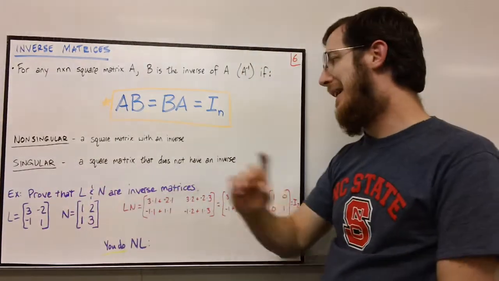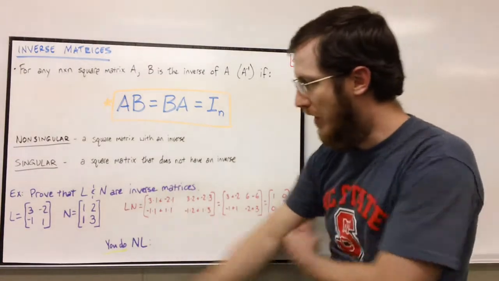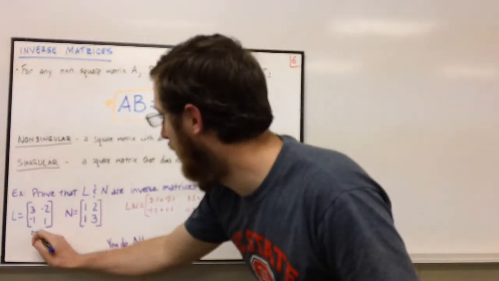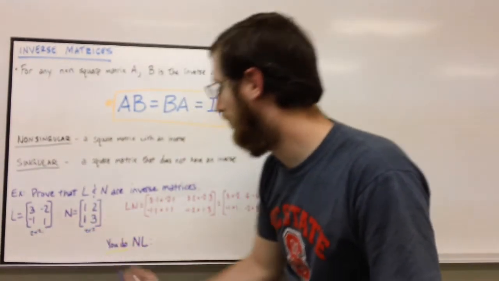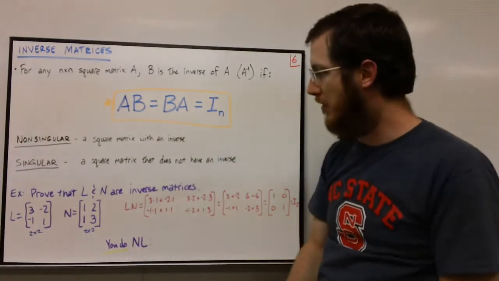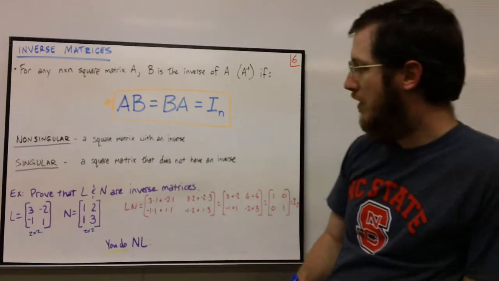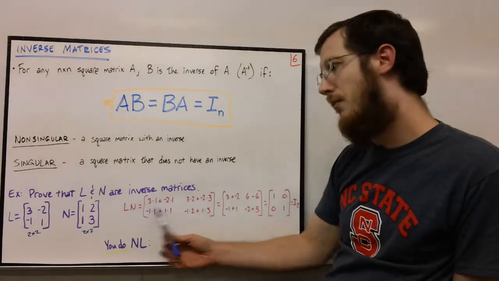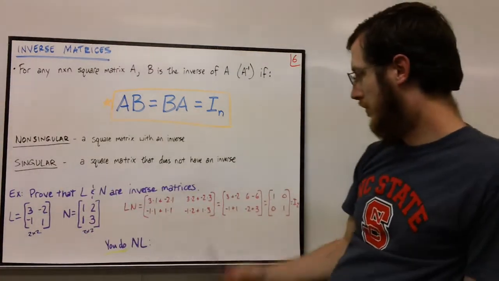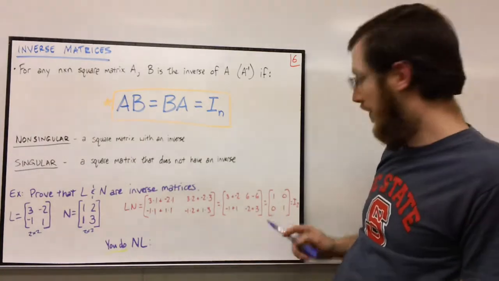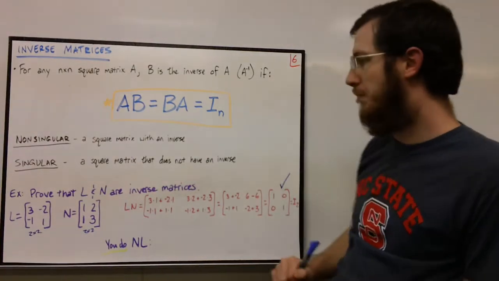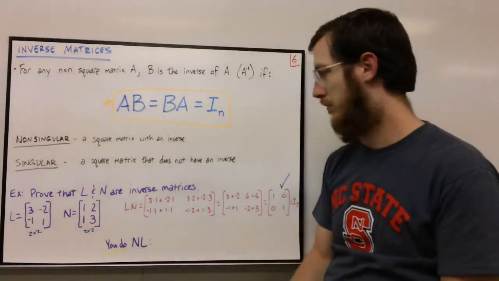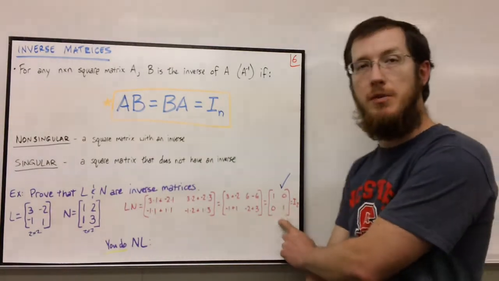Okay, example, prove that L and N are inverse matrices. We're given L, we're given N. First thing I want to check are my dimensions. I've got a 2 by 2, got another 2 by 2. So we've got 2 square matrices. So far, so good. To check that they are inverses, we want to multiply. So let's start off with L times N. Row by column, simplify. And we end up with our I2 identity matrix. So far so good. In your notes, you try NL. See if you come up with the identity matrix.